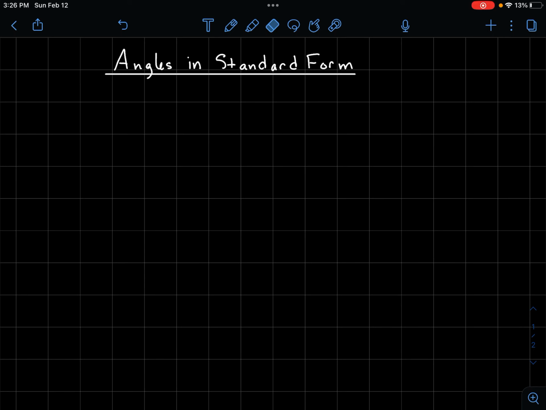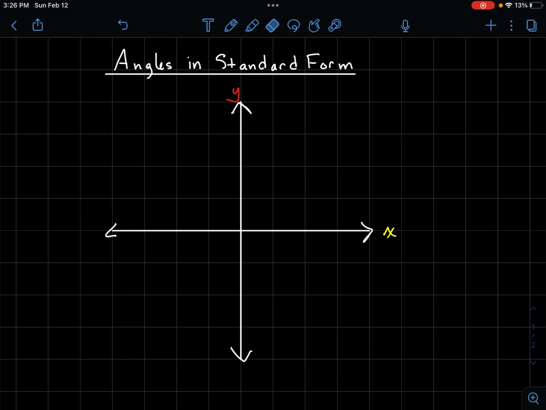In this video, we're going to look at angles in standard form and talk about the ways that we measure them. We'll start with degree measures and we'll introduce you to what we call a radian. First, we'll look at the standard coordinate plane here. We have our x and our y axis.